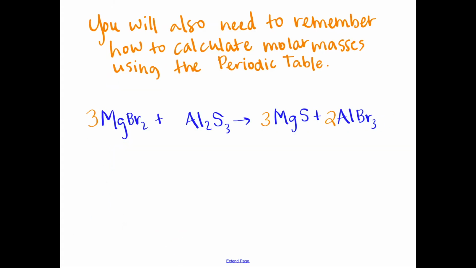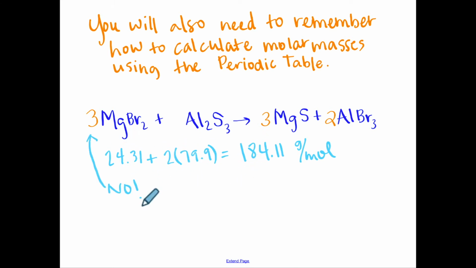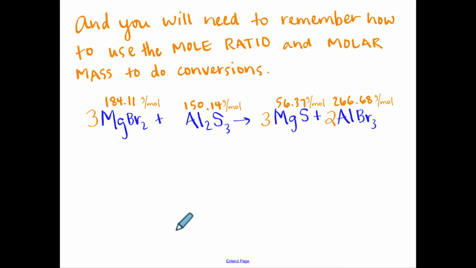For magnesium bromide, we're going to take 1 times magnesium's mass plus 2 times bromine's mass. And when we type that in, we get 184.11 grams per mole. Notice when I calculate my molar mass, I do not multiply by the coefficient. I went ahead and calculated the molar masses of each of these compounds. We are going to need those to do the problems.